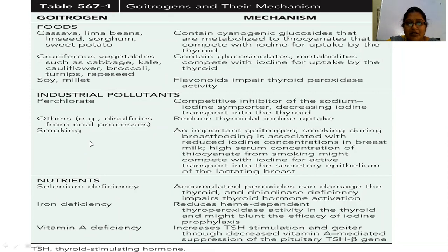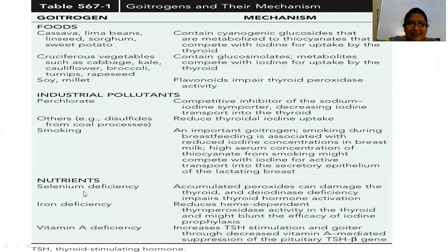And then smoking during breastfeeding is associated with reduced iodine concentration in breast milk. And then high serum concentration of thiocyanate from smoking might compete with iodine for active transport into the secretory epithelium of lactating breasts.